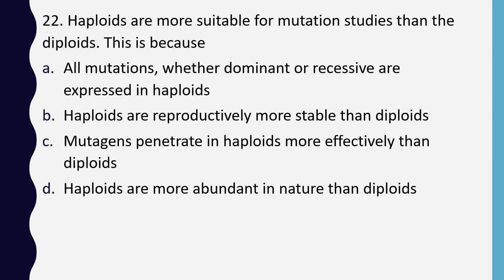Question number 22. Haploids are more suitable for mutation studies than diploids. This is because all mutations, whether dominant or recessive, are expressed in haploids. Haploids are reproductively more stable than diploids. Mutagens penetrate in haploids more effectively than diploids. Haploids are more abundant in nature than diploids. The correct answer is option A. All mutations, whether dominant or recessive, are expressed in haploids.